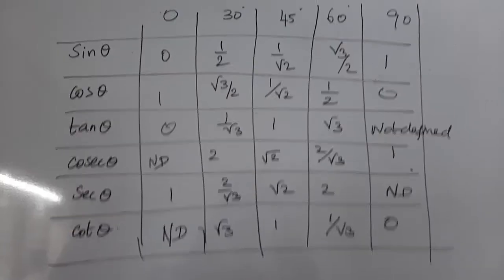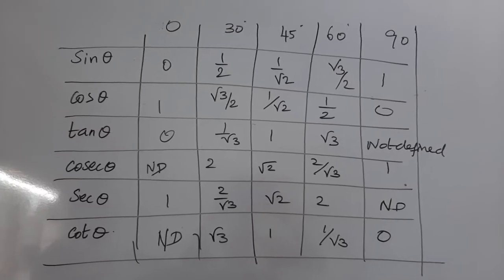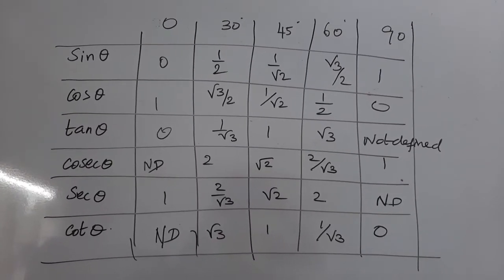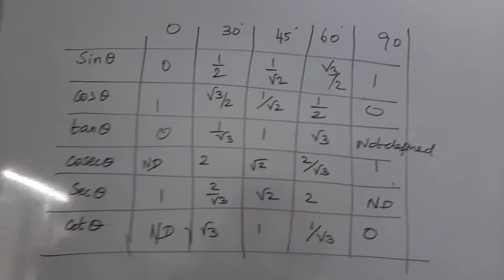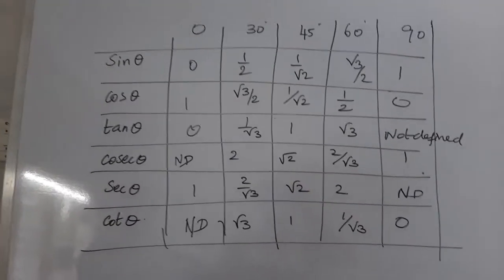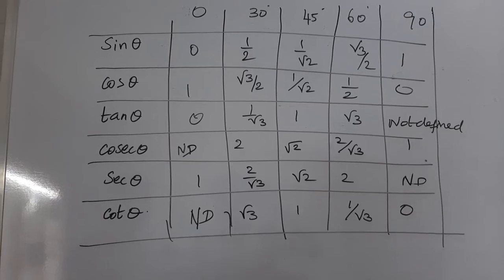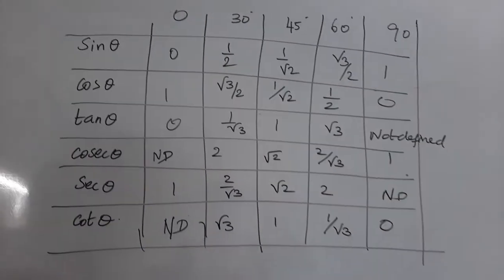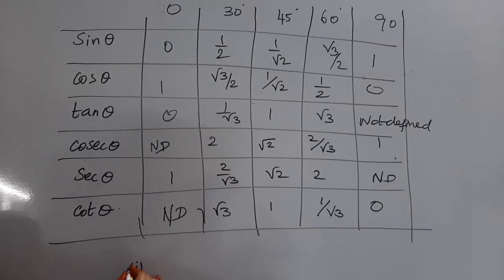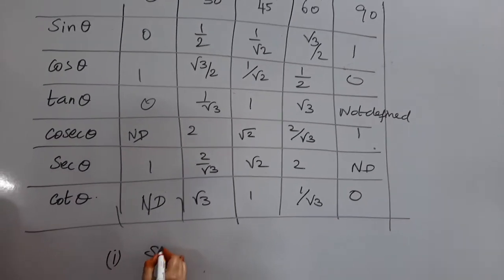Let us solve the last sum in exercise 8.2, which is solved using the trigonometric ratio table. That is a true or false question. Question number 4 on page number 187. See subdivision 1. What is subdivision 1? They asked us to check whether this given equation is true or not. What is the first?